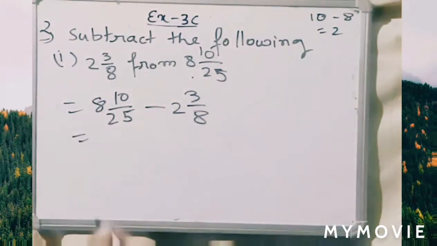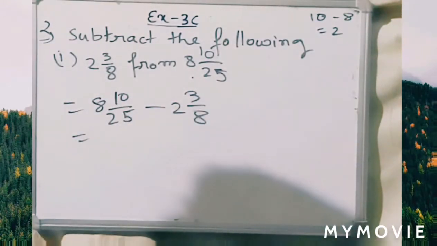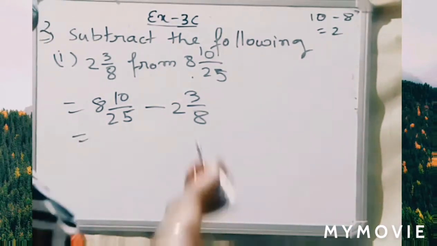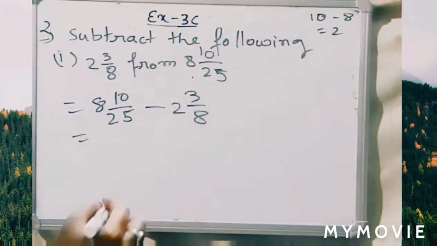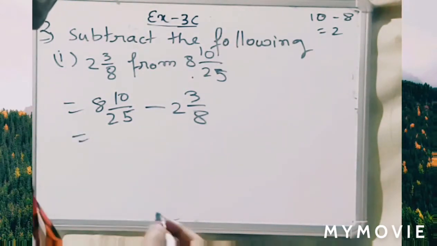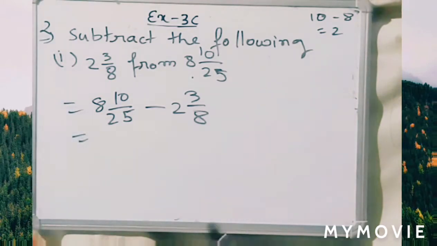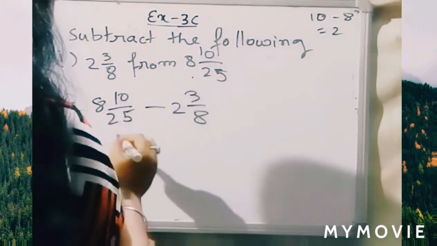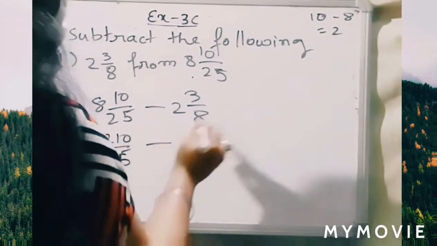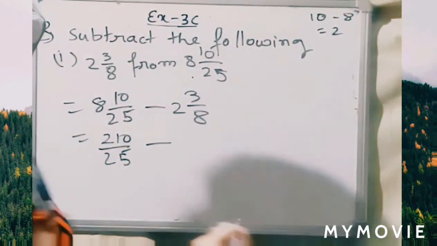Now you convert this mixed fraction into an improper fraction. 25 into 8 is how much? 200. 200 plus 10 is 210 by 25. Minus 2 eights are 16, 16 plus 3 is 19 by 8.